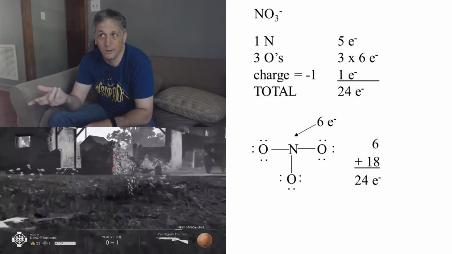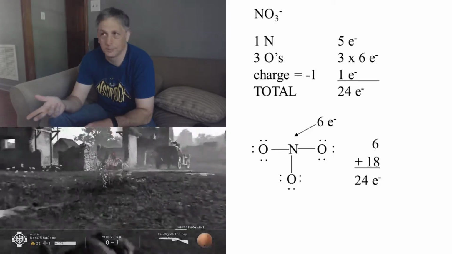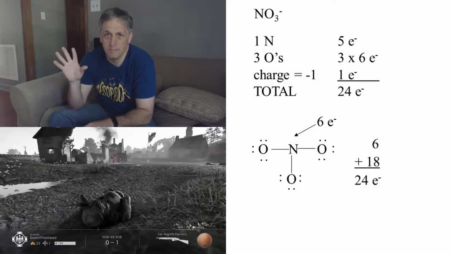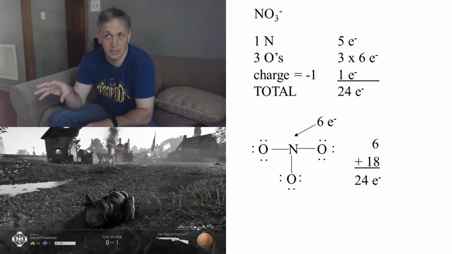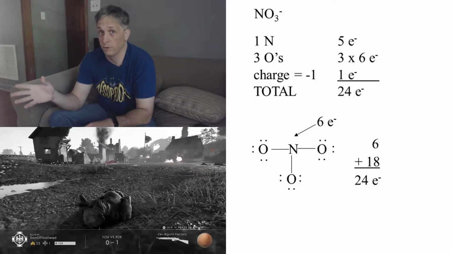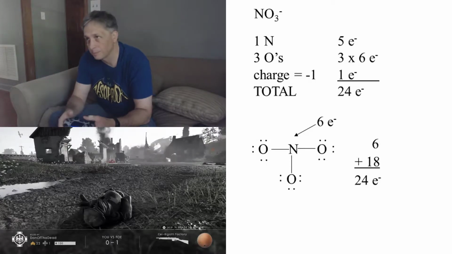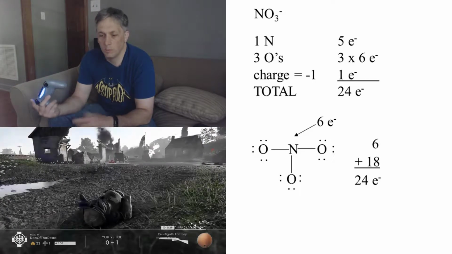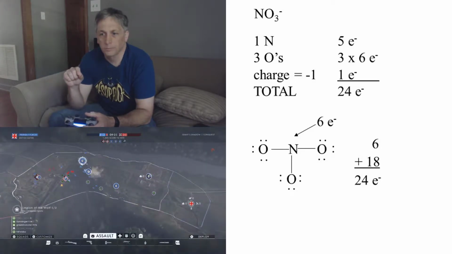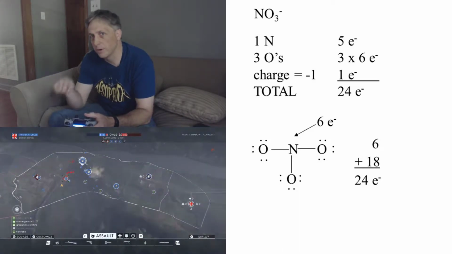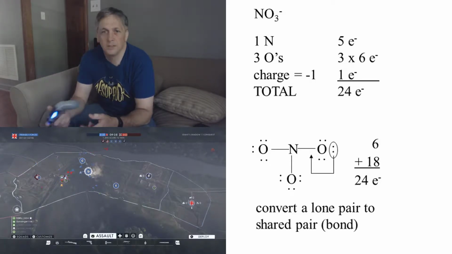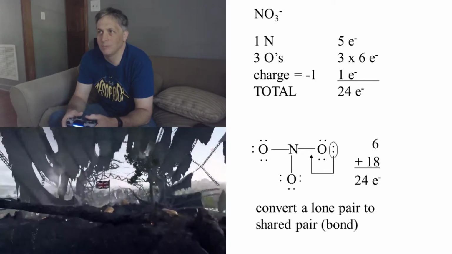But nitrogen still needs its octet. So with this method, the way we give the central atom its octet and still not add or remove from our valence count, because we still only have 24 electrons to work with and we've used them all up, is we take a lone pair from one of our outer atoms and convert it to a shared pair. Now at this point, all 3 outer atoms are the same, so it doesn't really matter.